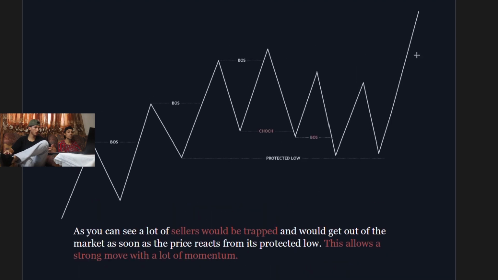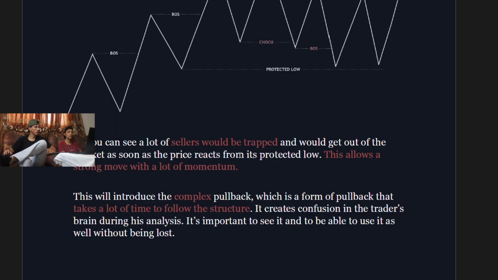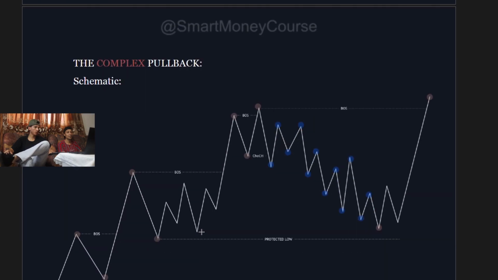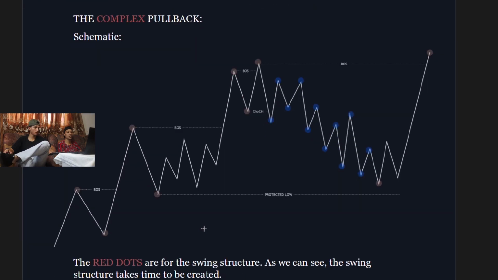So yeah, this is the momentum you're talking about here. This will introduce the complex pullback, which is a form of pullback that takes a lot of time to follow the structure. It creates confusion in the trader's brain during the analysis. It's important to see it and to be able to use it as well without being lost. Okay, the complex pullback. So here's a little bit more information on it. It's a schematic of the complex pullback.